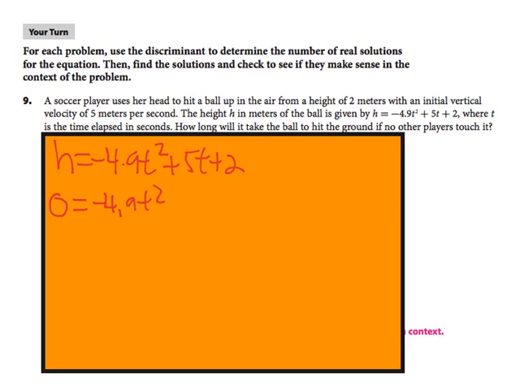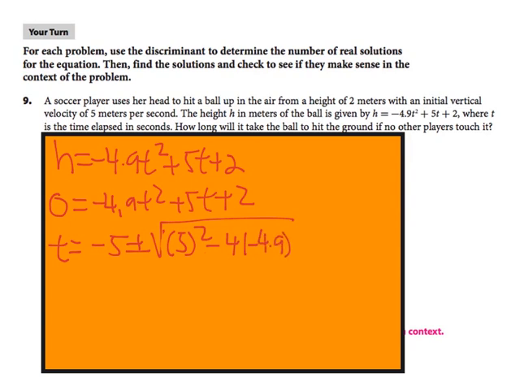Negative 4.9 t squared plus 5t plus 2, so we set t equal to negative 5 plus or minus the square root of 5 squared minus 4 times negative 4.9 times 2, over 2 times negative 4.9. So let's use our calculator to calculate the discriminant.